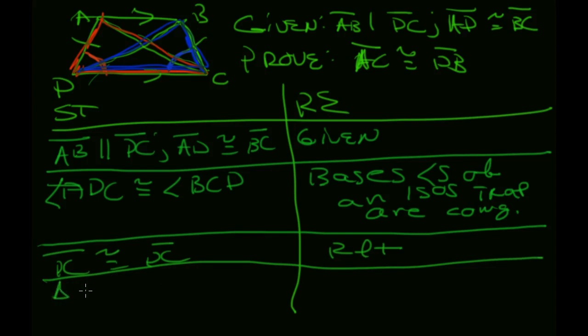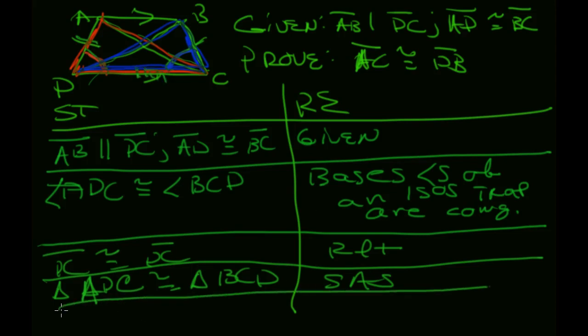So that tells me that triangle ADC is congruent to triangle BCD. That's going to be by side, angle, side. The side, the angle, and the side of two triangles. And then I just get the two diagonals. Segment AC has to be congruent to segment BD by CPCTC. Oops, got the letters backwards there.